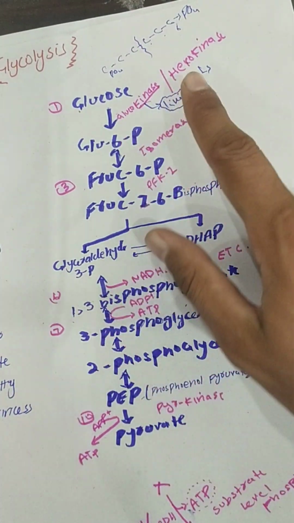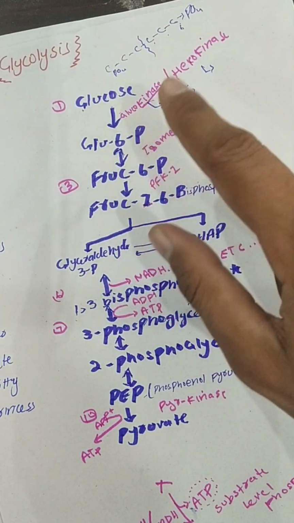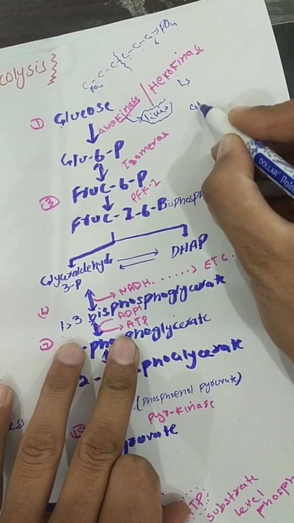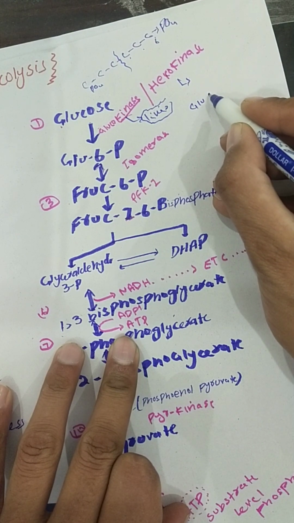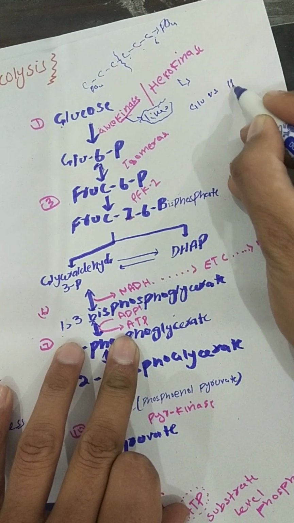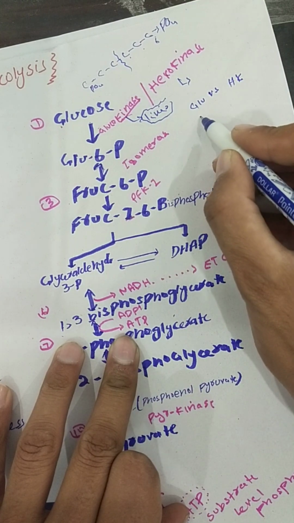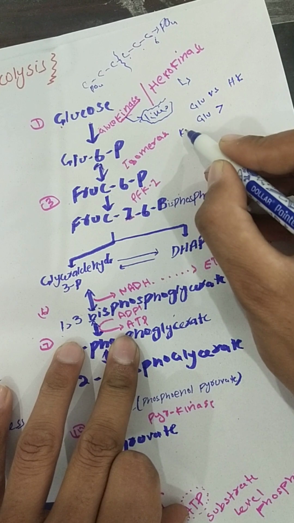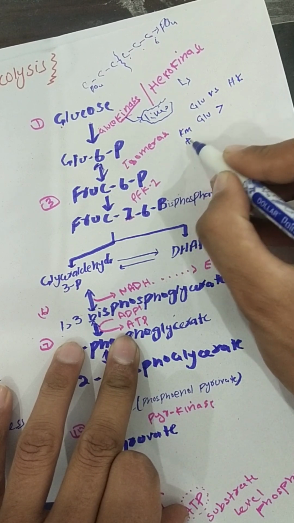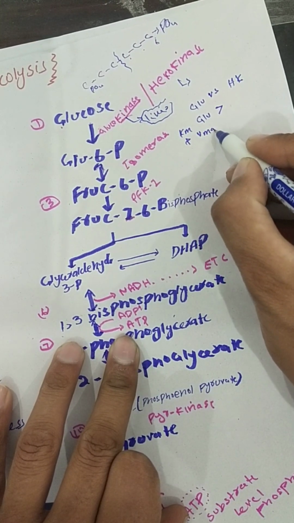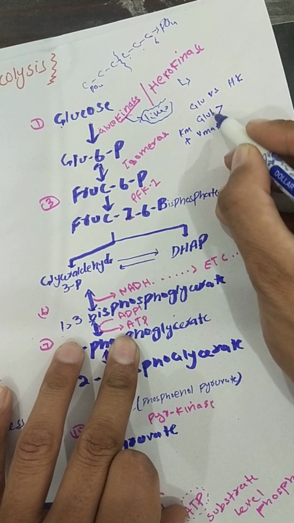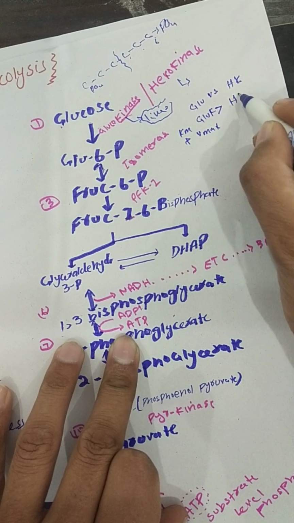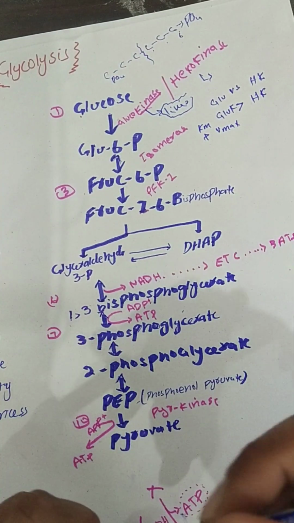And one more thing, glucokinase has a higher value of Km. Glucokinase versus hexokinase, what is the difference? Glucokinase has a higher Km value and Vmax. It means glucokinase has a high value of Km and Vmax as compared to hexokinase. Okay, this is the difference which is mostly asked in the Viva question.